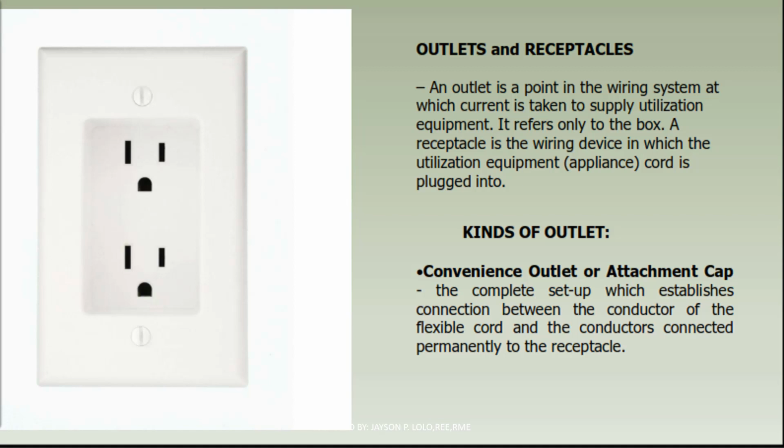An outlet is a point in the wiring system at which current is taken to supply utilization equipment. For electrical engineers, we refer to this as a receptacle. For common people, we refer to this as an outlet. So it refers only to the box. Okay? Box only. That is an outlet. A receptacle is the wiring device in which the utilization equipment cord is plugged in. An outlet will be a receptacle if there's utilization of the equipment.